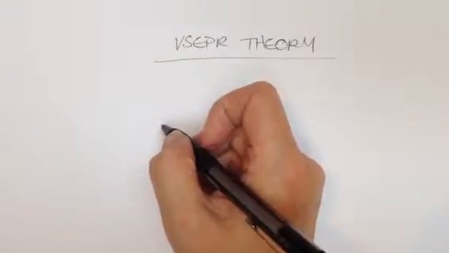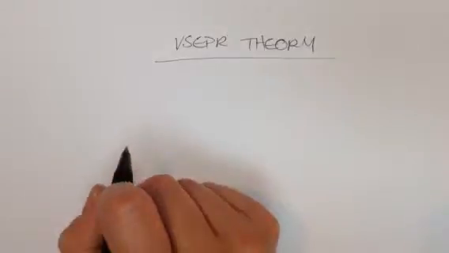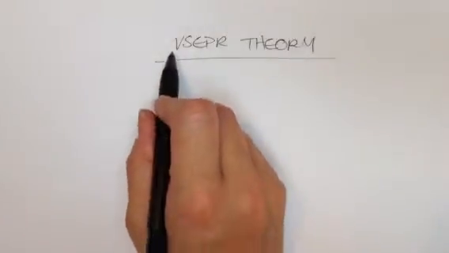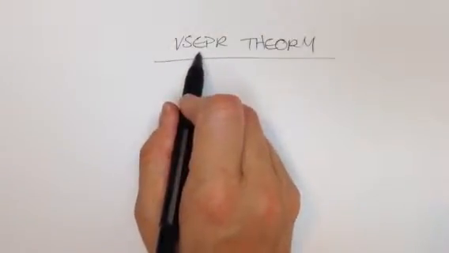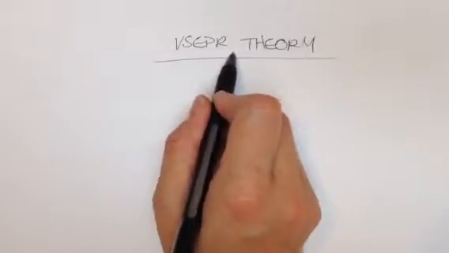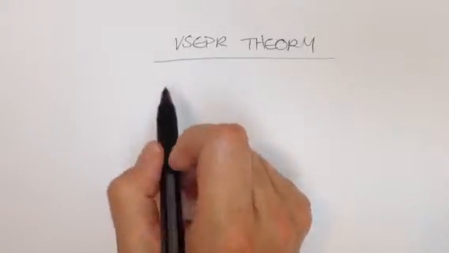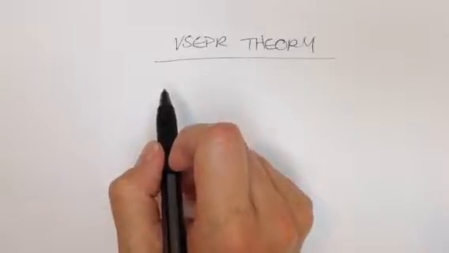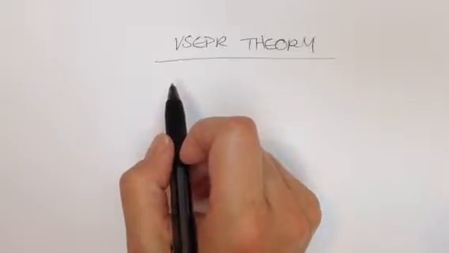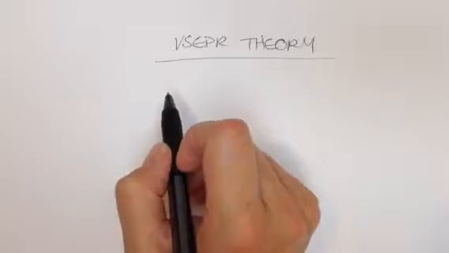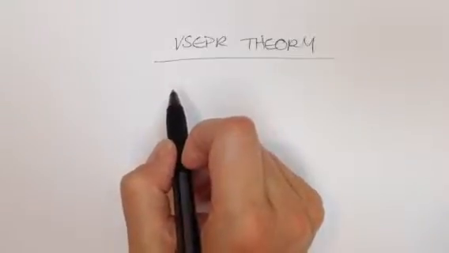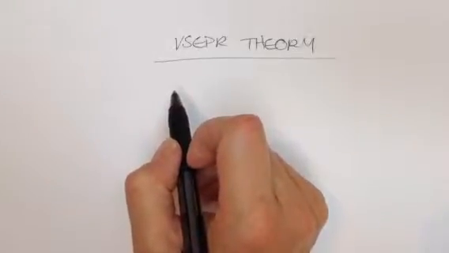VSEPR theory allows us to predict the shape of molecules. Let's remind ourselves what it stands for. Valence shell electron pair repulsion theory. So remember, what it's telling us is that regions of negative charge, so electron groups, will arrange themselves to be as far apart as possible from one another because negatively charged things will repel each other, right? Opposites attract, like charges repel.